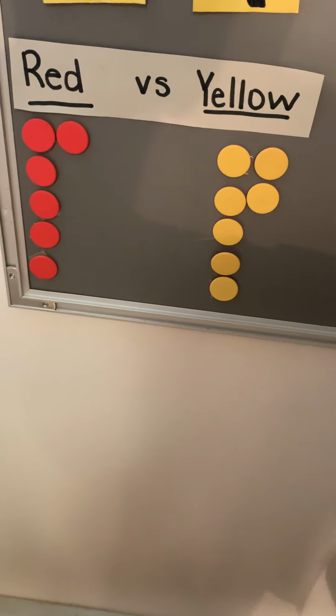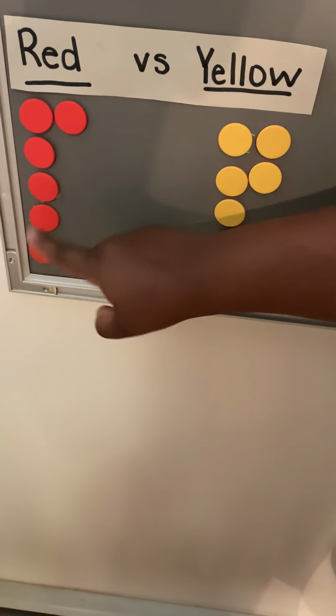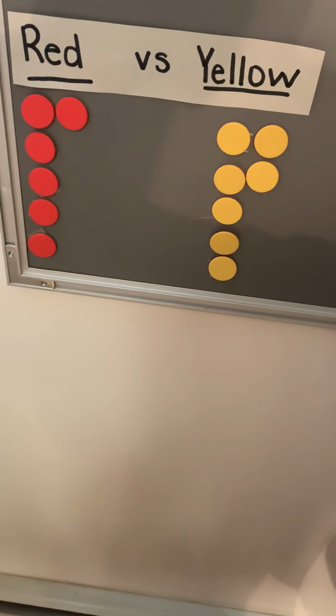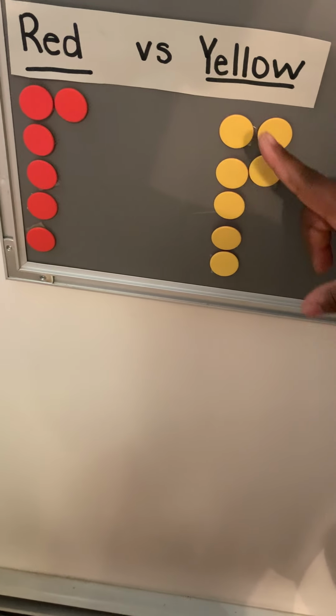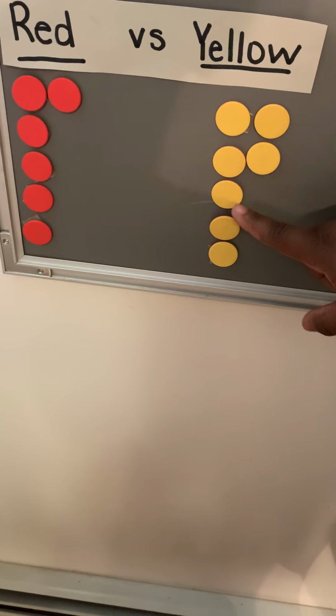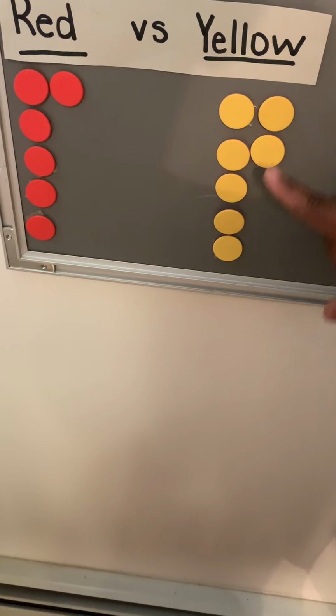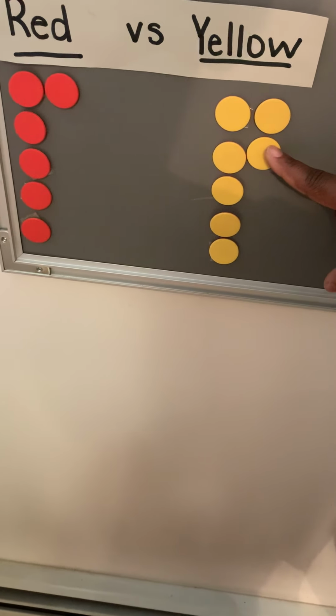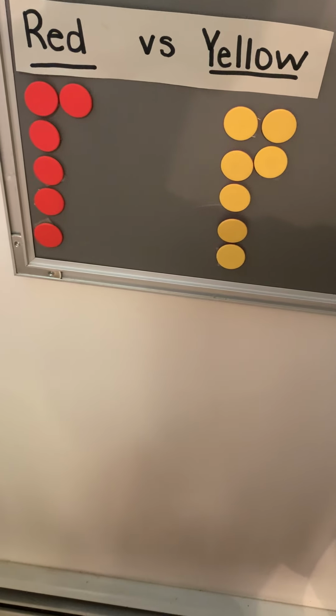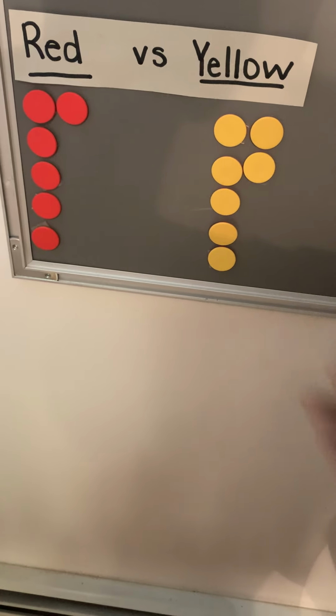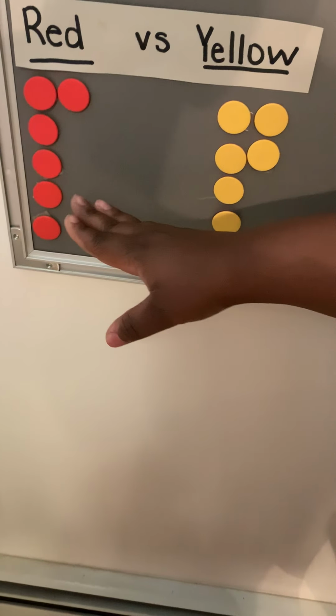All right. Let's go into our red versus yellow. Let's count them quickly and see how many we have. Here we go. 1, 2, 3, 4, 5, 6. 6. Let's see how many yellow. 1, 2, 3, 4, 5, 6, 7. 7. Which one's more? Yellow, right? Because we know that 7 is bigger than 6.